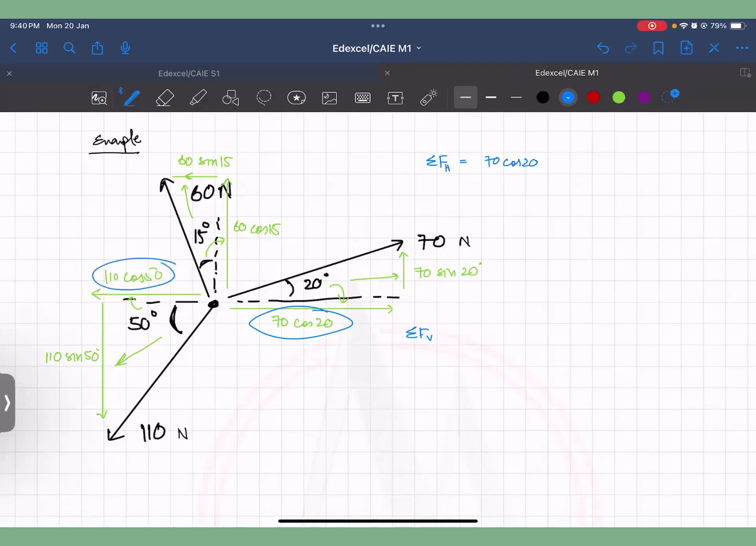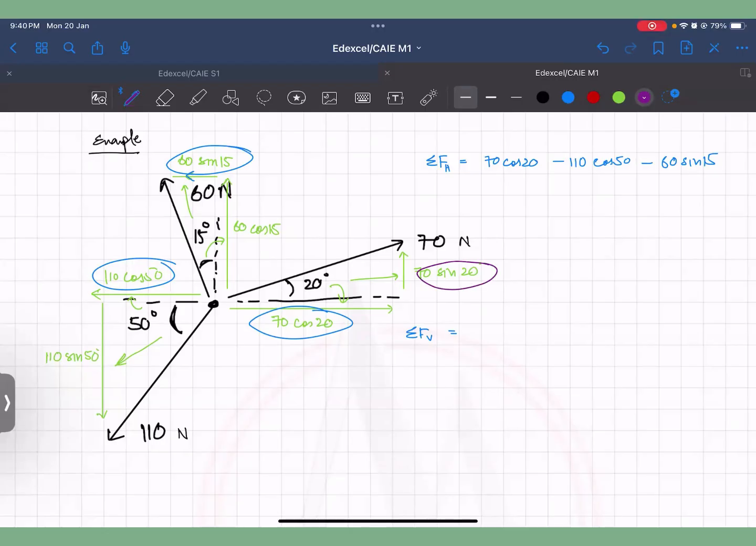Then I take this one. This is again horizontal, but it is going on the left side. So this would be negative 110 cos 50. And this is also going on the left side. Look at the direction. So this would also be negative 60 sine 15. Use your calculator.